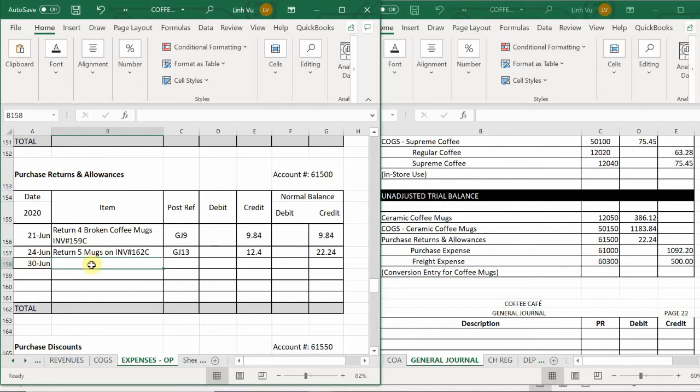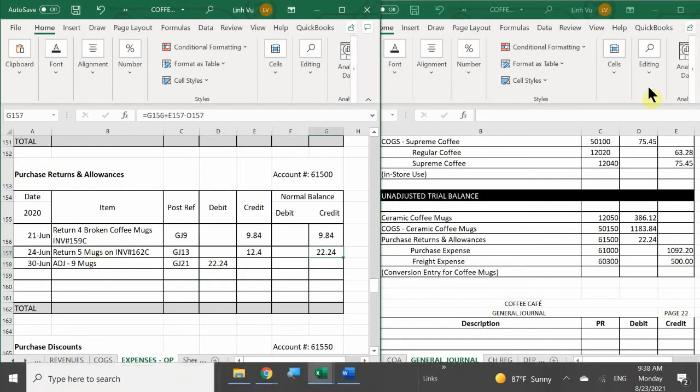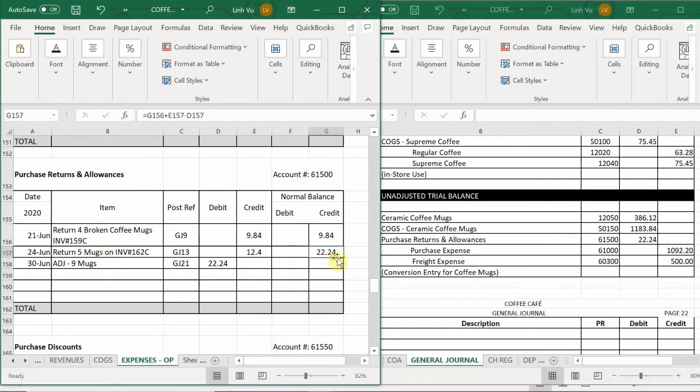So we could say adjustment, 9 months, General Journal 21, okay? And it's going to be for $22.24. So therefore, what is our account balance going to be? 0. Yes. We're going to make it 0. Good.